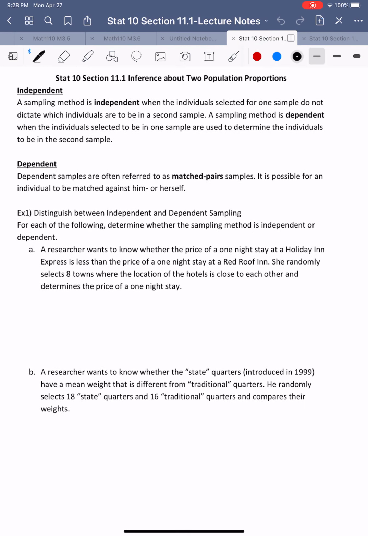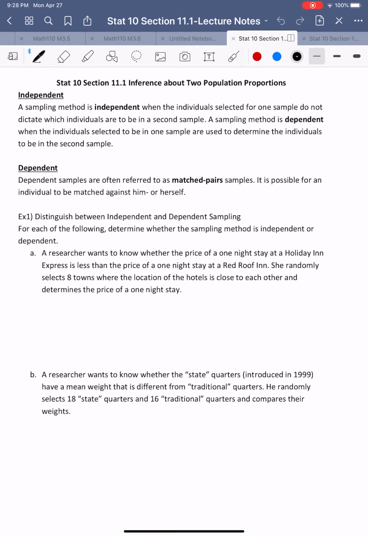Hello, this is section 11.1, inference about two population proportions. So I already showed the single population proportion. This is two population proportions. So we're going to have two cases. One is independent cases and the other one is dependent.